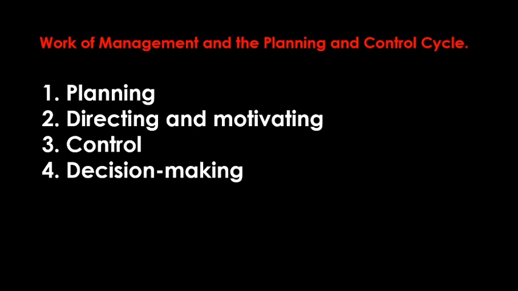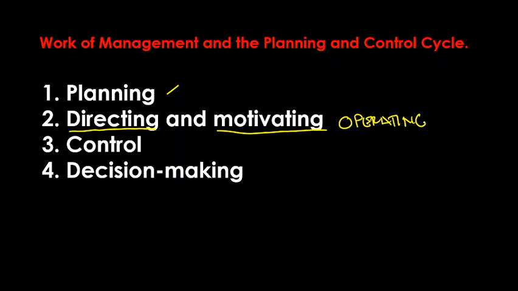Now, let's continue. Work of management and the planning and control cycle. This is easy. Everybody knows what planning is. This is when you try to organize your resources and set your standards before beginning the business process. Once you have begun your business process, you now have directing and motivating. This is when you manage your resources and make sure that your goals are properly achieved. In other books, this is what they call the operating function.